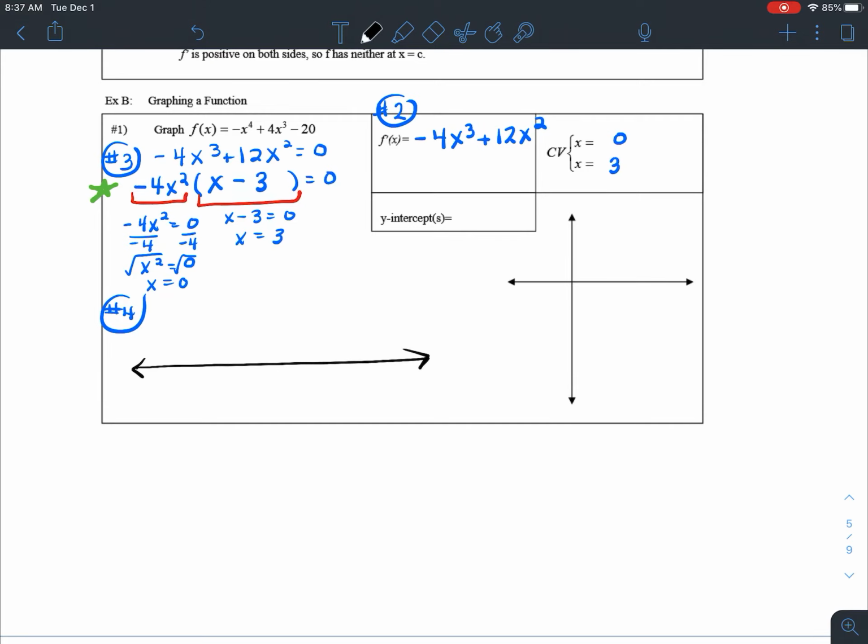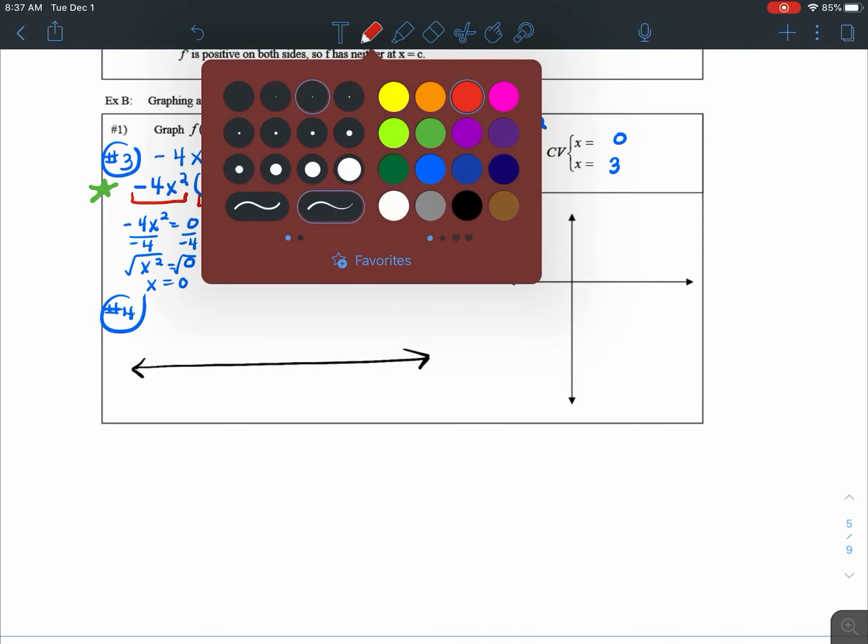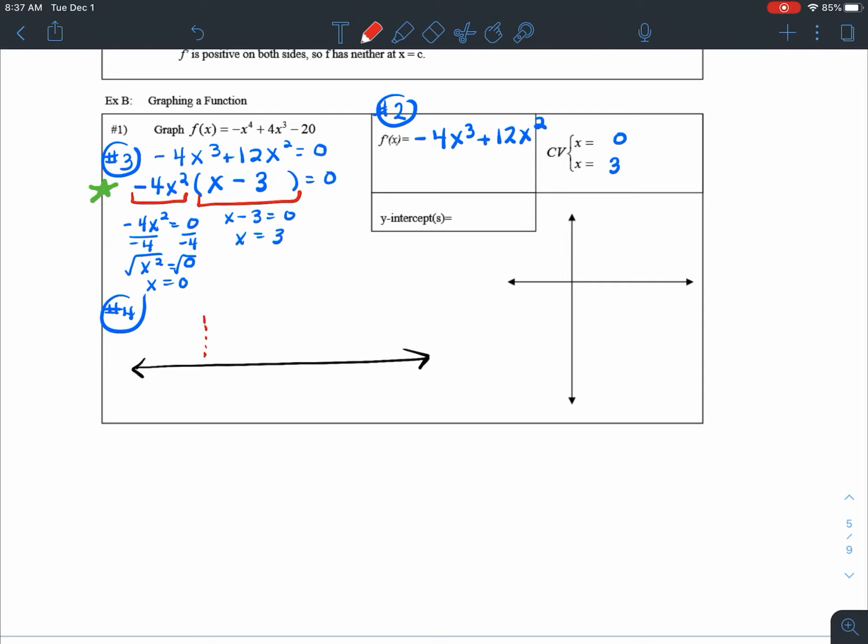I'm going to draw a nice horizontal line. Okay, I have two critical values. I want to start with the smaller one, the 0, put a dotted vertical line, and label that is where the derivative, f prime of 0, equals 0. And over here, another spot where the derivative equals 0 is when we plug a 3 in. Okay, those are our two critical values, go in those spots there.